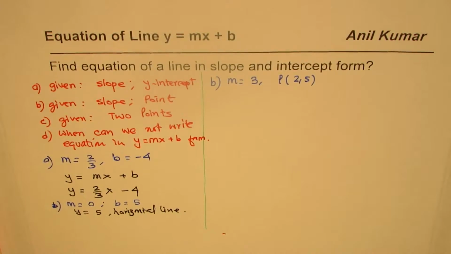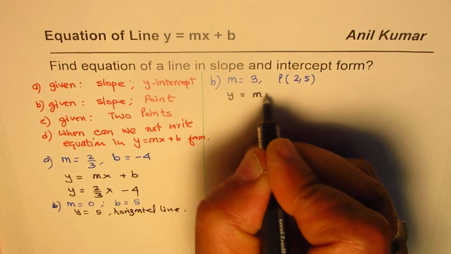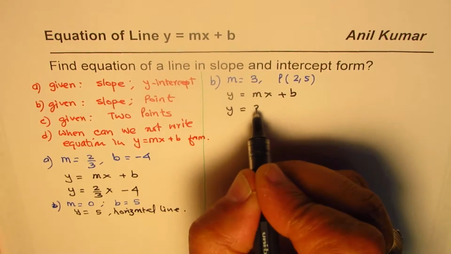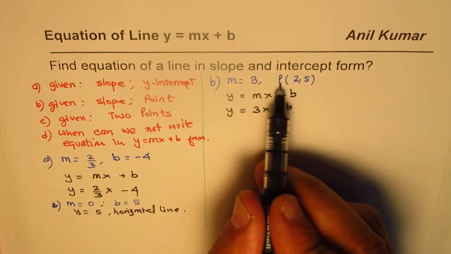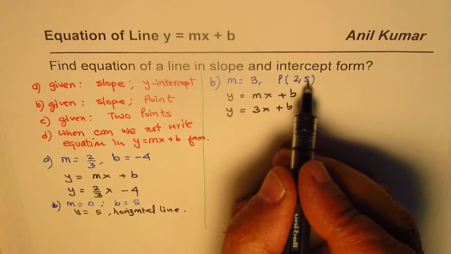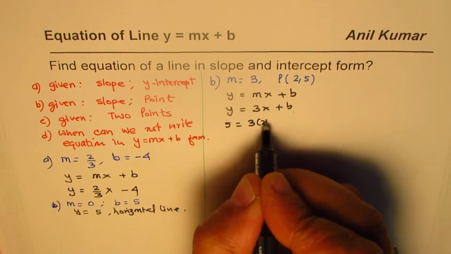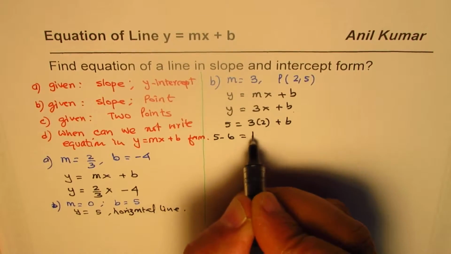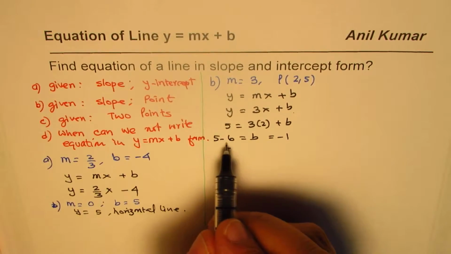Now in this case, we'll begin with standard equation in slope-intercept form, which is y equals to mx plus b. Substitute the value of m, so we get y equals to 3x plus b. Well, we don't know what y-intercept is, but since we know a point, we can substitute x and y values, get b. X is 2, then y is 5. So I'll write 5 for y, 2 for x, and then solve for b. So it becomes 6, right? So 5 minus 6 equals to b, or minus 1. So let me write b as equals to minus 1.